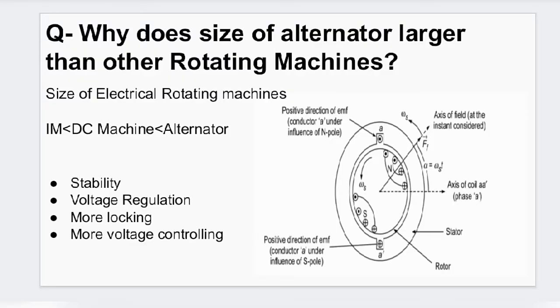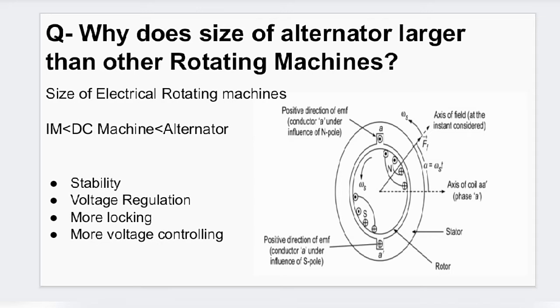Okay, the question is: why is the size of an alternator larger than other rotating machines? This question is asked many times in PSU or interviews, in different MTech and PhD interviews actually. So this is the most important question I have seen.